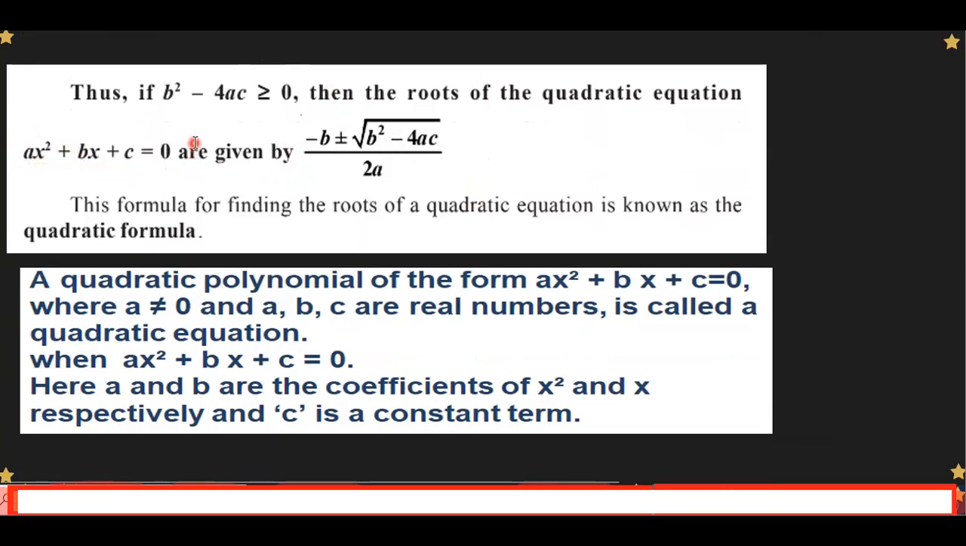If ax square plus bx plus c is a quadratic equation, then its solutions are given by minus b plus minus square root of b square minus 4ac upon 2a. And this formula is said to be the quadratic formula. Means you can say the value of x is given by minus b plus minus square root of b square minus 4ac upon 2a. Here, what is b? Coefficient of x. What is a? Coefficient of x square. And what is c? This is the constant term.